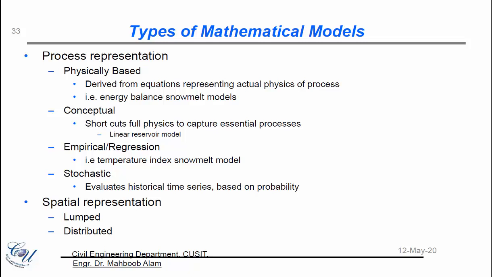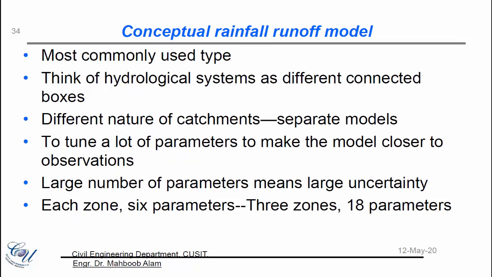Conceptual rainfall runoff models are the most commonly used type of hydrological model. We simplify things, as I said earlier, into different boxes, and we say that these are the processes which are occurring in this way, and then we combine things together and try to mimic the physical process of hydrology. Distributed or physically based models, as I said earlier, are the models which attempt to model each and every process individually.